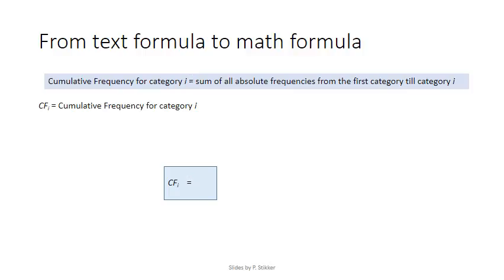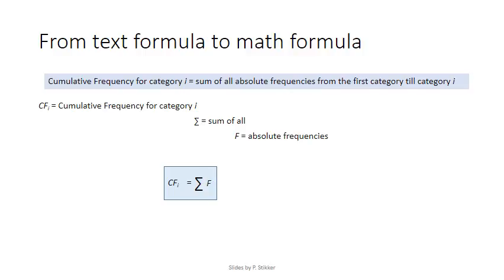And then the sum of all is going to be replaced by the summation sign, which gives us the big weird-looking E. Then the absolute frequencies are substituted by capital F, which becomes capital F also here in the formula.